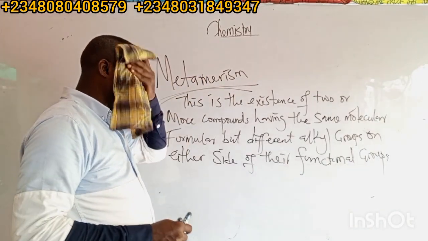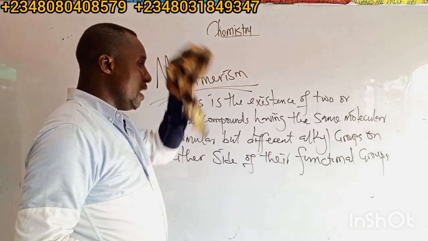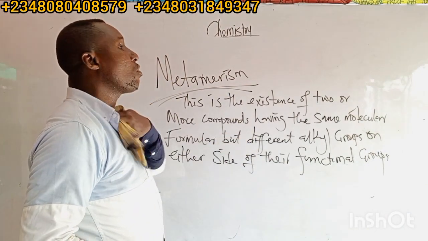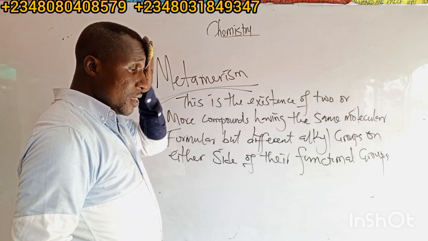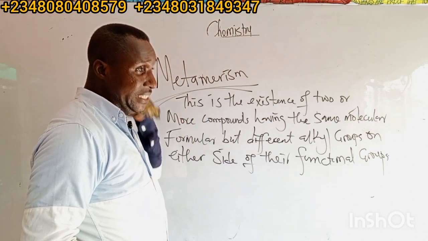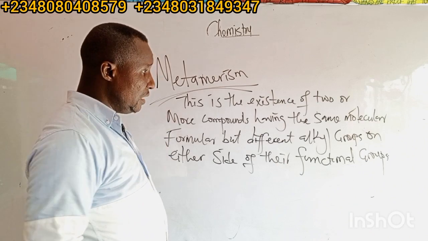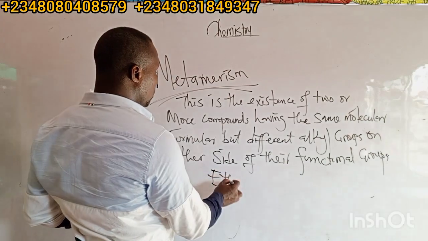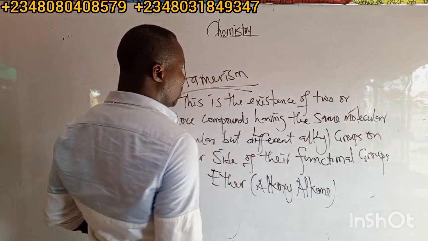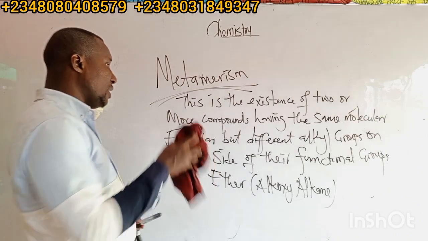Metamerism is the existence of two or more compounds having the same molecular formula but different alkyl groups on either side of their functional group. It occurs within alkoxyalkane, that means within ether. This can occur within a homologous series. Alkoxyalkane is a homologous series. Let me illustrate that with an example.